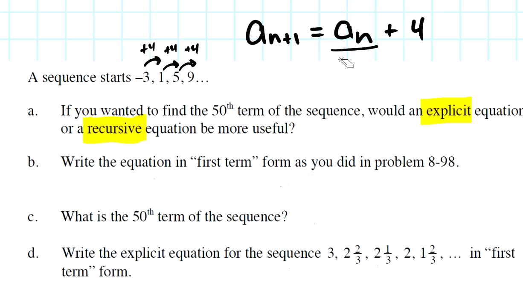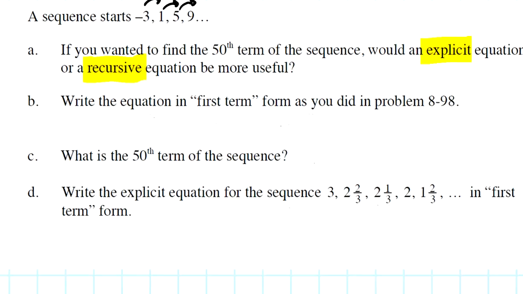So the recursive formula is useful, right? It tells me how to get the next one if I know the current one. The problem is, in order to know what the 50th term is, I would need to know what the 49th term is. And in order to know the 49th term, I'd have to know the 48th term. And in order to know the 48th term, I'd have to know the 47th term. So in order to find every single term along the sequence, I need to know the one before it. So that's kind of problematic, especially when you're going all the way up to the 50th.